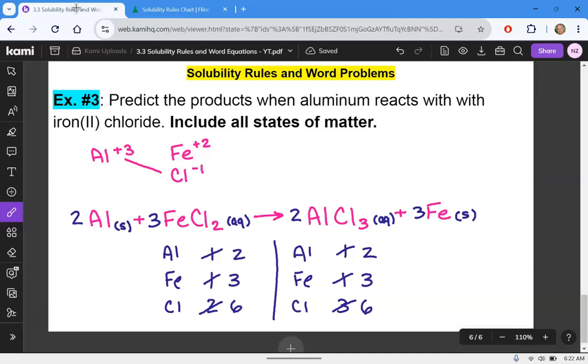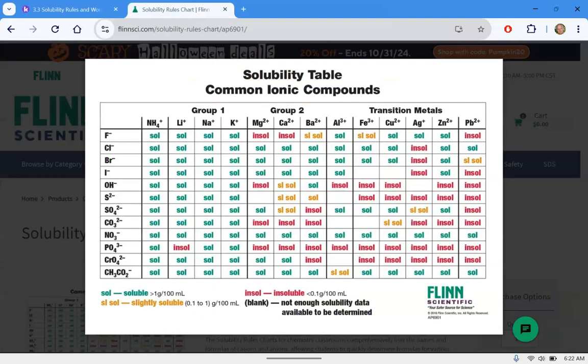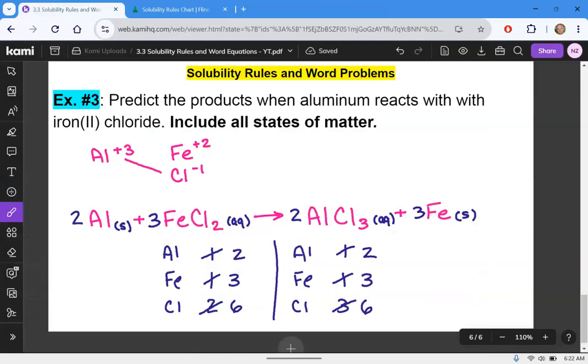So we went through how to take a word problem and predict the products and then balance it. We also went through the solubility rules, and I used Flinn Scientific's table of common ionic compounds. It's on their website. It's fantastic, breaks everything down, and it's pretty easy to follow. So, got all that. Good luck and have fun predicting and balancing reactions.